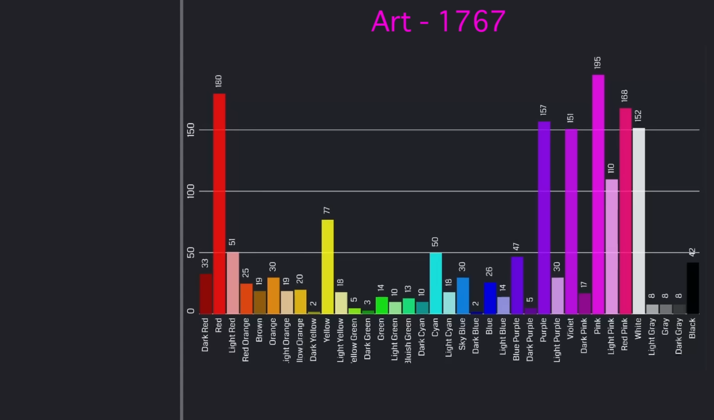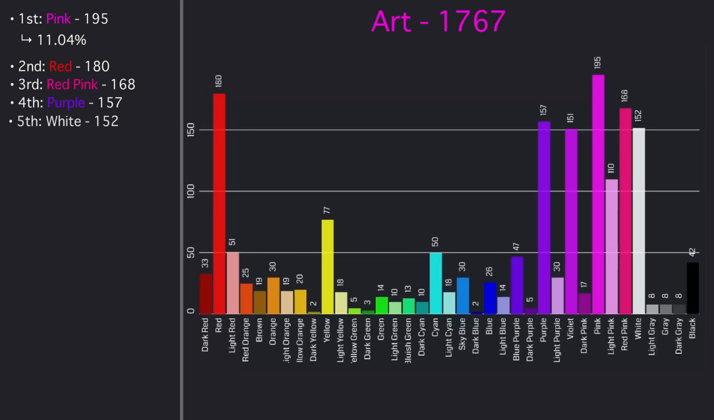The most common color was pink with 195 submissions, or 11.04%, followed by red in second at 180, pink in third at 168, purple in fourth at 157, and white in fifth at 152. We were very close to having a 5th place tie for the third time with violet at 151, but they fell just 1 submission short.